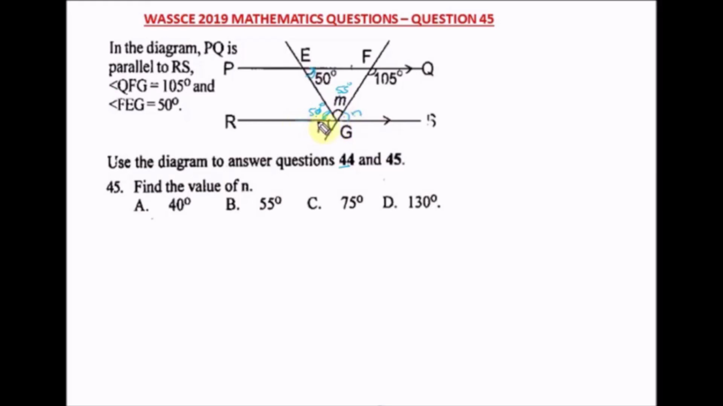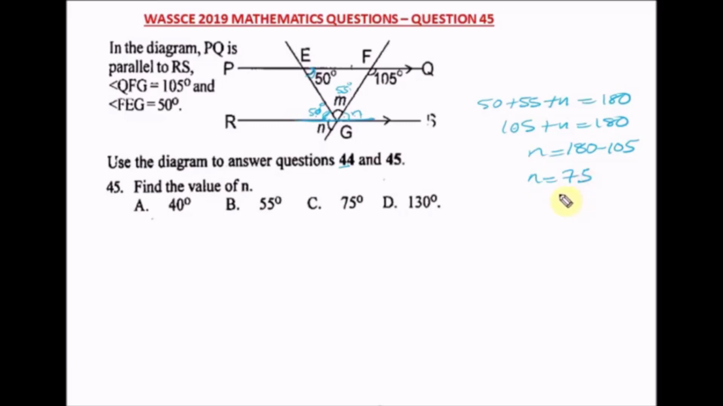So remember also that angles on a straight line is equal to 180. So this plus this plus this will give us 180. So we have 50 plus 55 plus n is equal to 180. So what is 50 plus 55? That will give us 105 plus n equal to 180. So n is equal to 180 minus 105. Okay, and what is 180 minus 105? n is equal to 75.